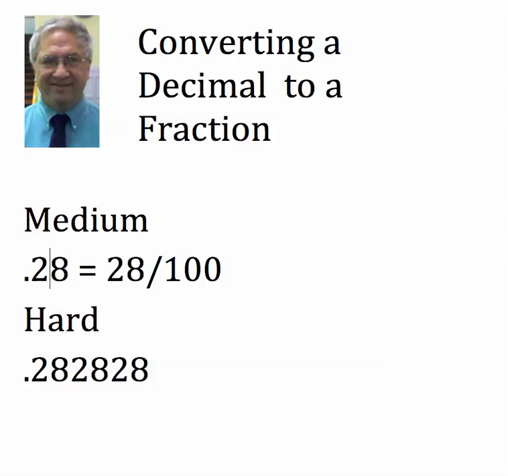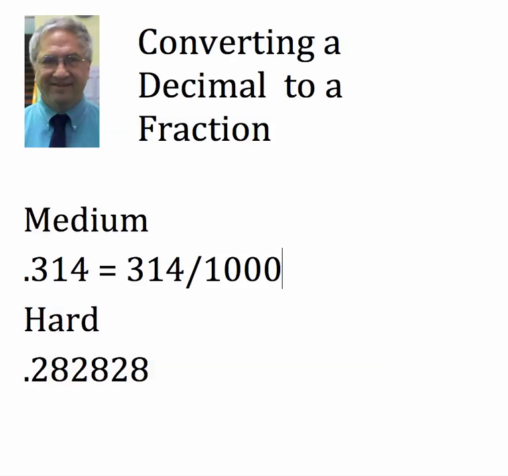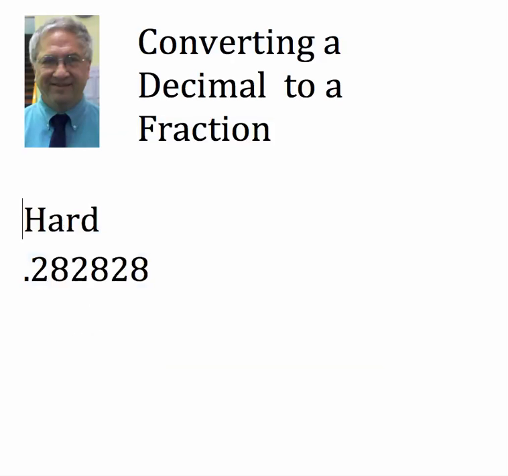Okay? And there's all these medium problems. I could give you a million of them. 0.314 would be 314 over 1,000. Okay? And now we've got ourselves a hard problem.